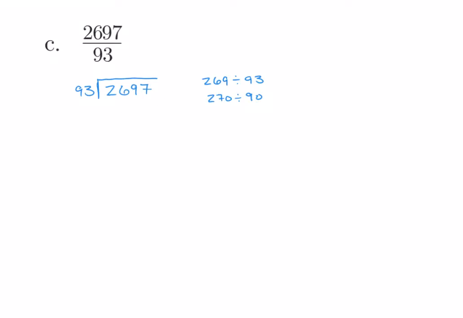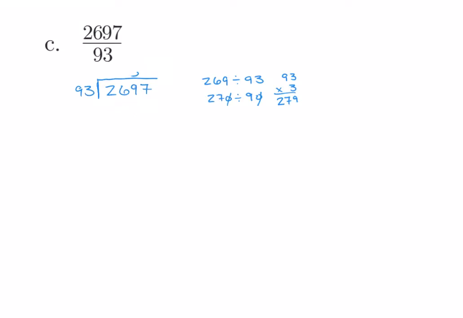So how many times does 90, or does 9, go into 27? It should go in 3 times. If we go ahead and multiply 93 times 3, we get 3 times 3 is 9. 3 times 9 is 27. So we get 279. Can I subtract? The answer is no. Remember, with subtraction, larger number always needs to be on top. So this means that I went too big.